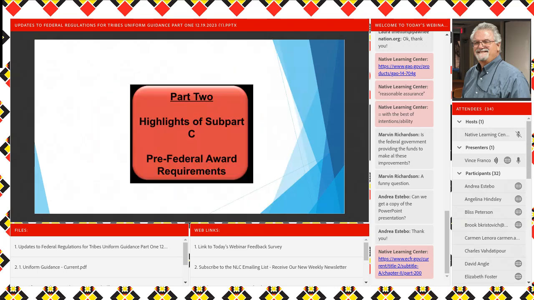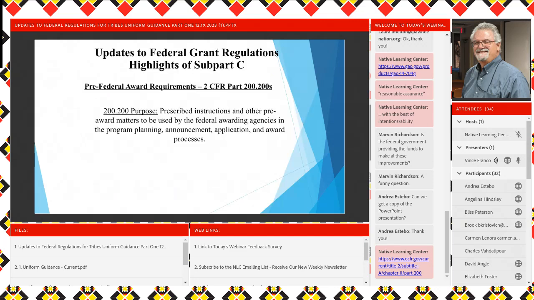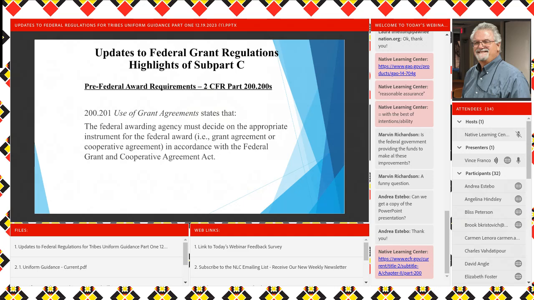Okay. Subpart C, pre-federal award requirements. Some of this pertains to us. So let's get to the areas that do. By the way, what we're going through here, you can see at the very top, it says updates to federal grant regulations, highlights of subpart C. That's where we are now. We're just getting started. Below that is the title of the subpart, pre-federal award requirements. That's subpart C, 2 CFR part 200.200.